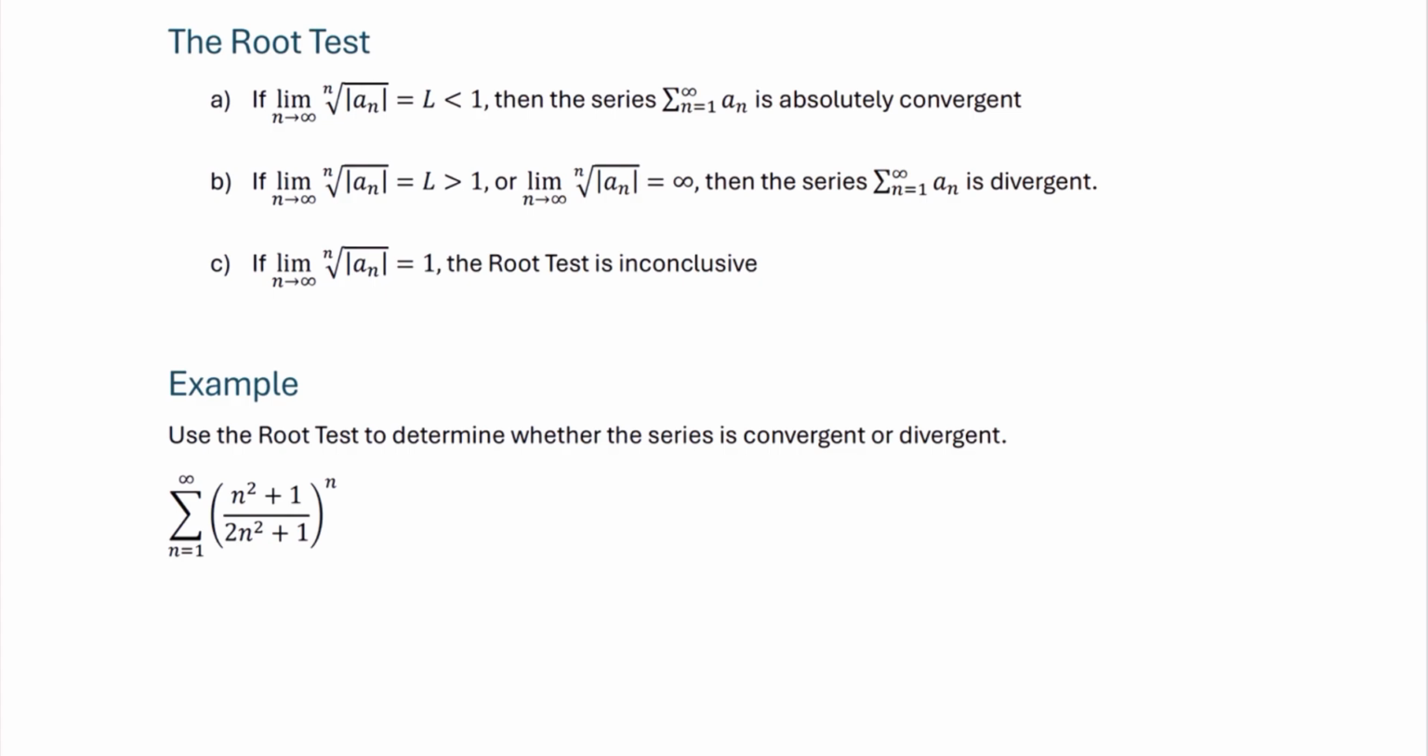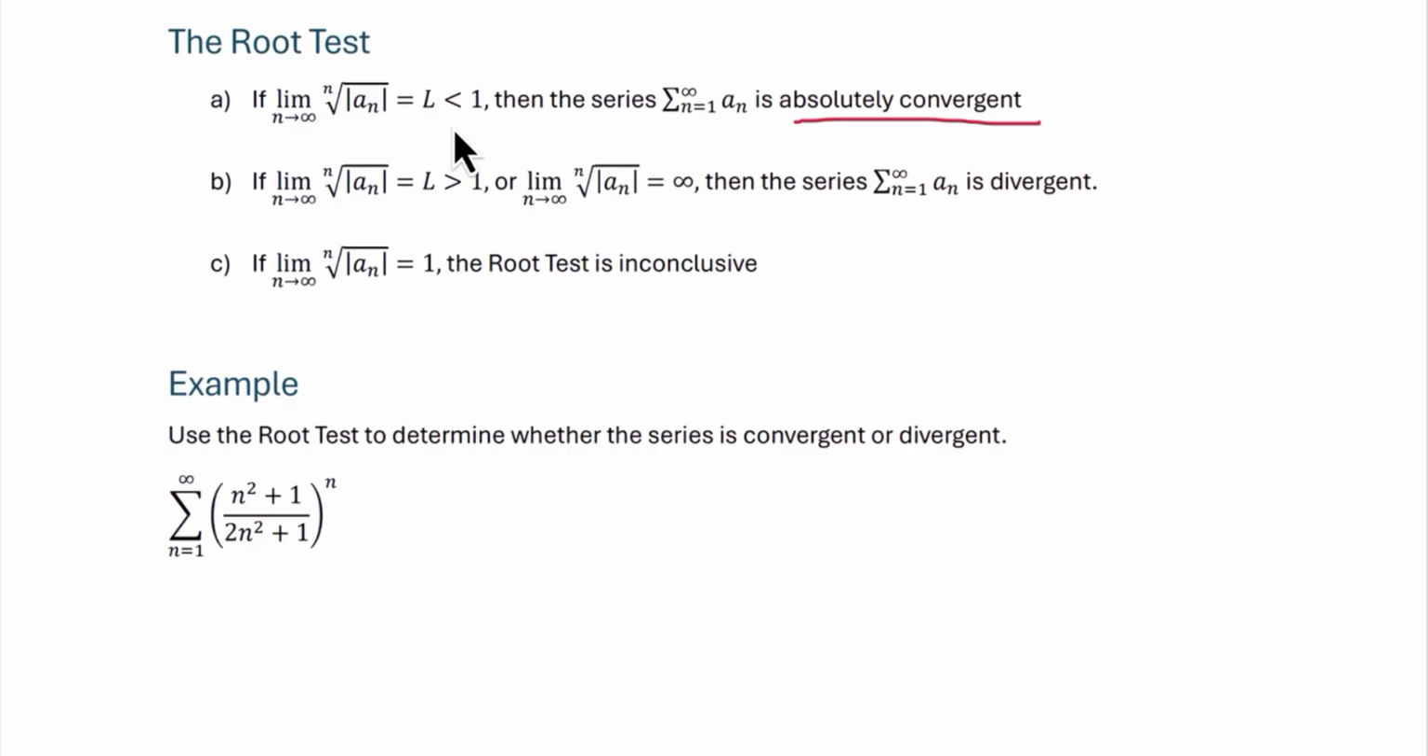The root test can be used to help us determine whether or not a series is absolutely convergent. This test is helpful when we're dealing with series that have nth powers. The rules will be similar to the rules we saw with the ratio test. If our limit is less than 1, then the series is absolutely convergent.